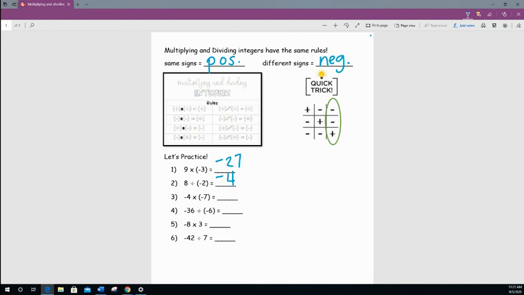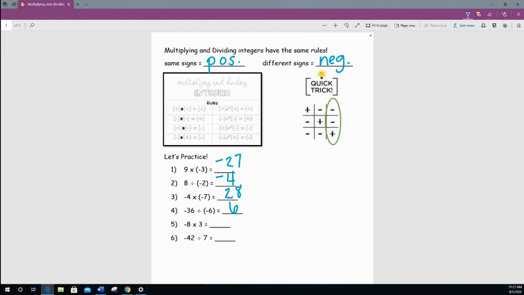Negative 4 times negative 7. So here we have a negative times a negative. And if I use my little trick, a negative times a negative gives us a positive. And 4 times 7 is 28. So it'd be positive. Negative 36 divided by negative 6. Again, a negative divided by a negative is a positive. 6 can go into 36 6 times, so we would have a positive 6.